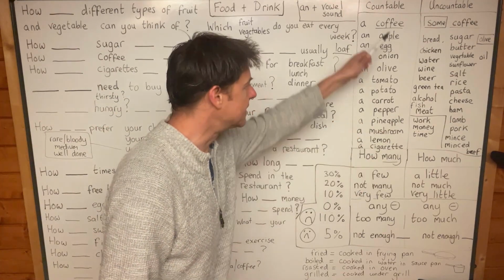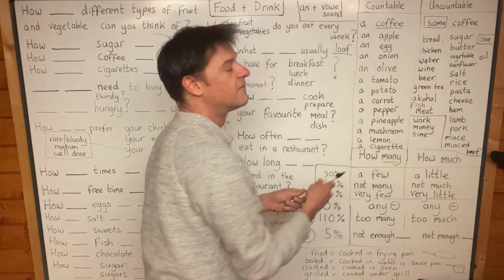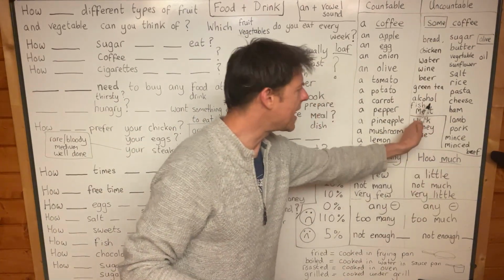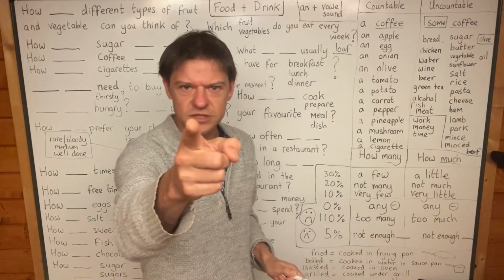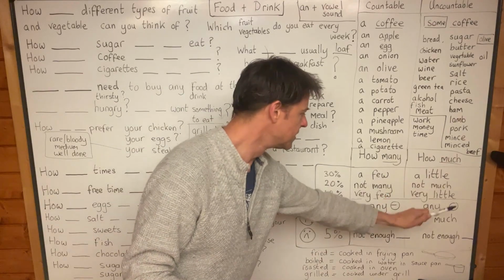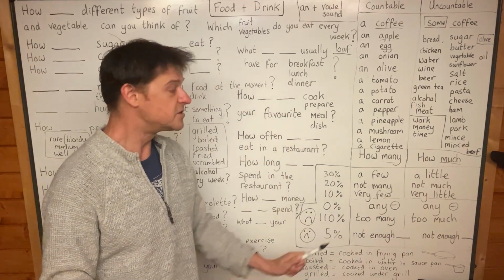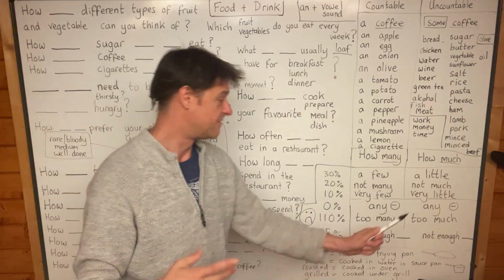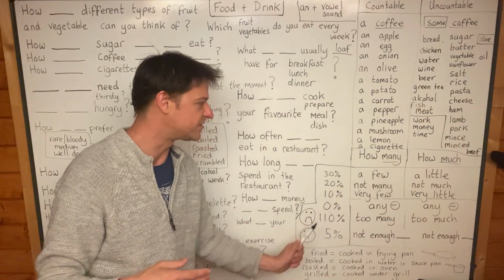So we use many for countable nouns, but we use much for uncountable nouns. We say, how much alcohol do you drink? Do you drink too much? Do you drink too much alcohol? Do you just drink a little alcohol? Maybe very little alcohol, maybe 10%.